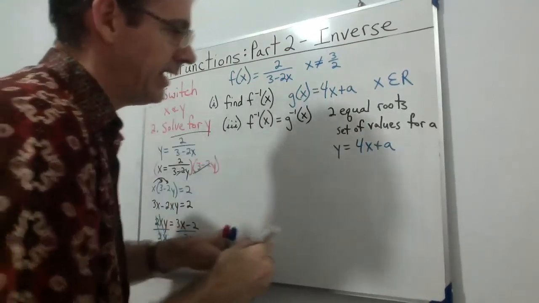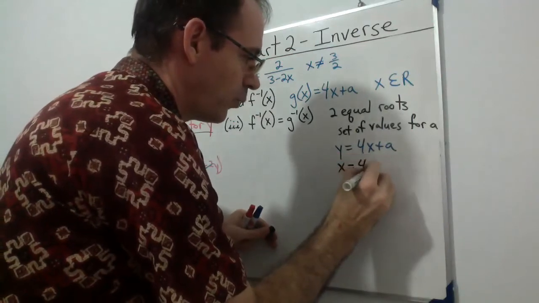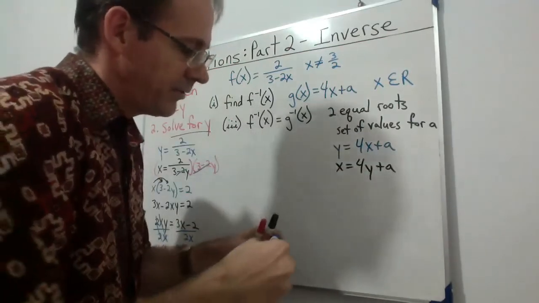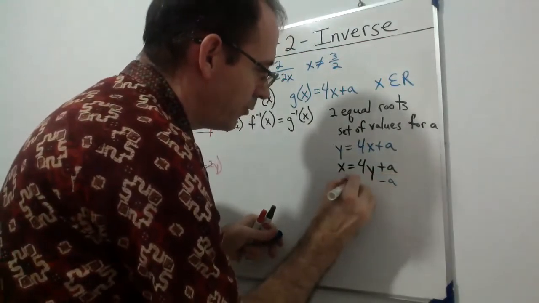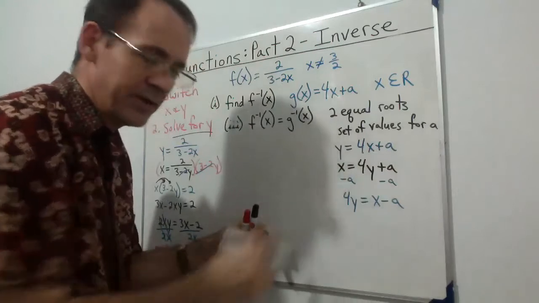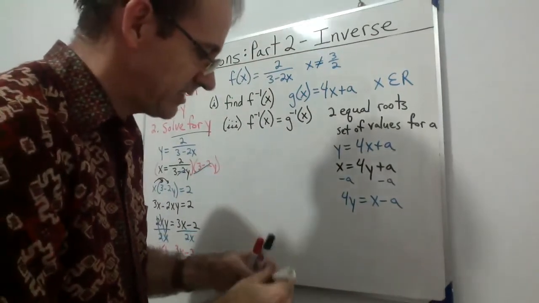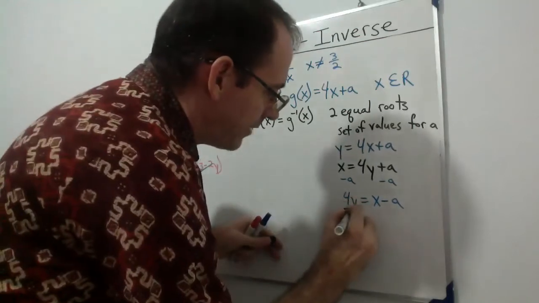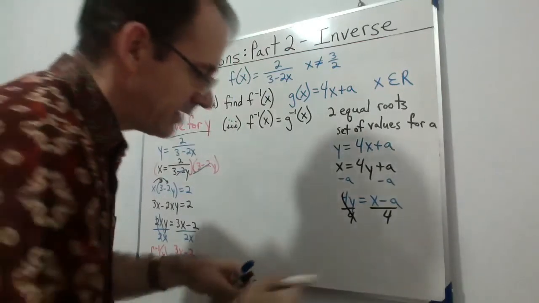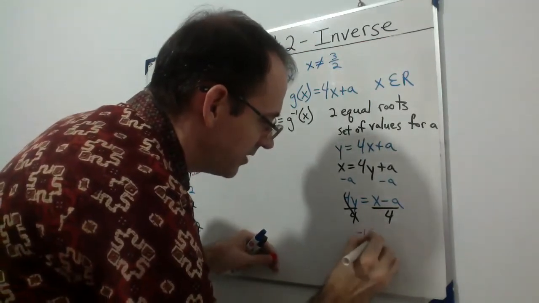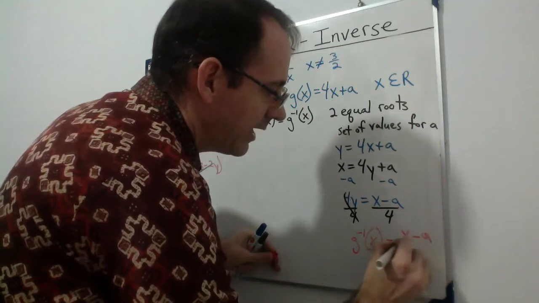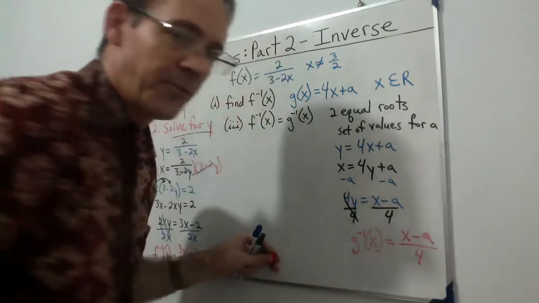Switch x and y, so this becomes x equals 4y plus a. Now we need to solve for y, so we're going to subtract the a from both sides, so we get 4y equals x minus a. Again, I'm moving the y to the front since we want it by itself. And we divide by 4 to get the y by itself. And don't forget to write it as the inverse function. In this case, the inverse function of g of x equals x minus a all over 4.